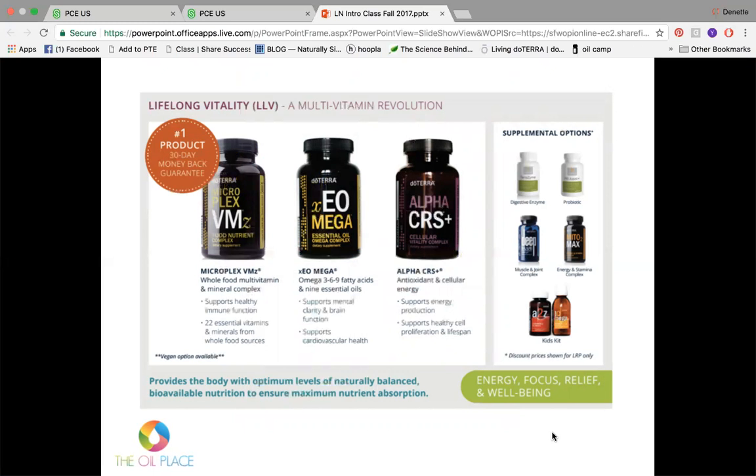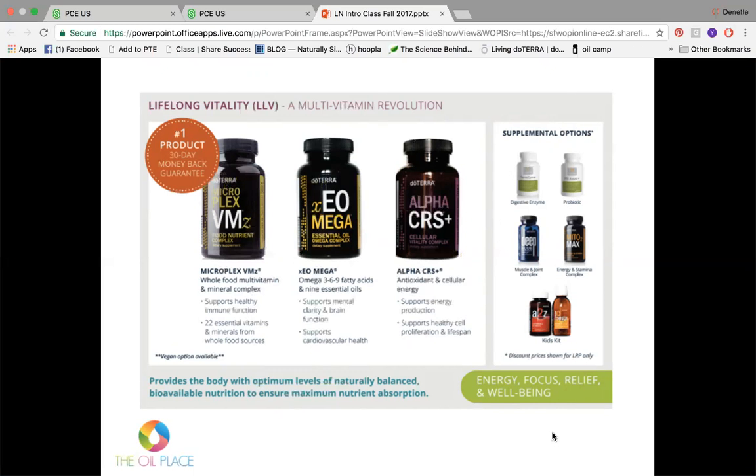So briefly, there are 3 products in the Lifelong Vitality. The VMZ is a whole food multivitamin and mineral complex that supports healthy immune function. There are 22 essential vitamins and minerals from whole food sources. The E-Omega is your omega-3, 6, 9 fatty acids, and there are 9 essential oils added in here. It's going to support mental clarity and brain function and supports cardiovascular health.